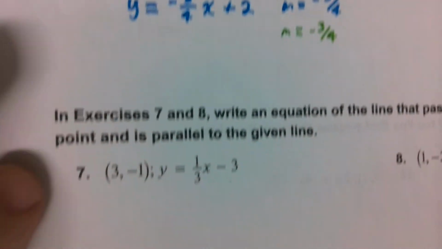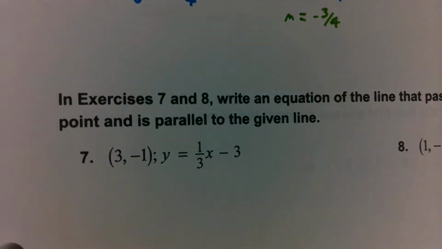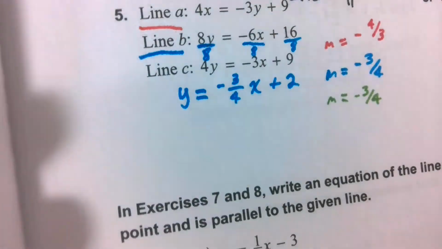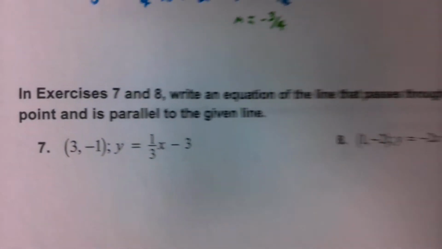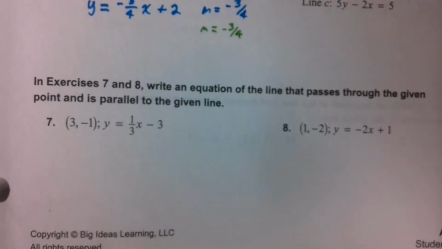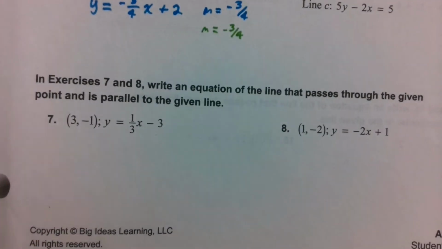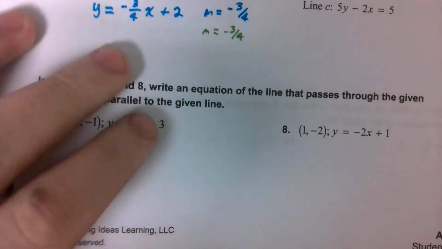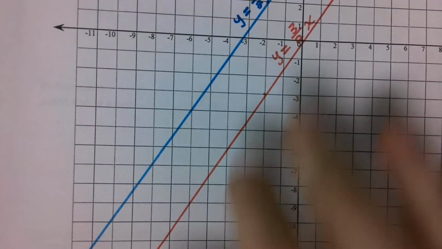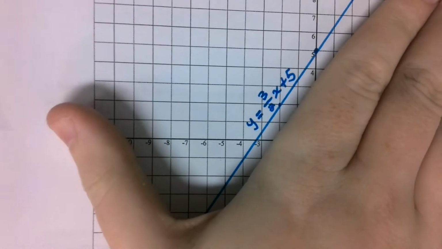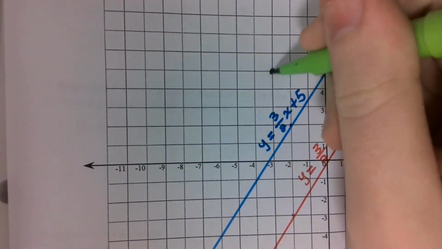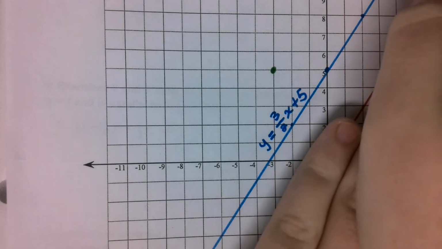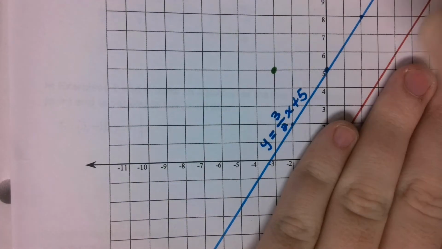The last part for the parallel line section is down here, number 7. And this is where you have to use your thinking cap a little bit. It says, write an equation of the line that passes through the given point and is parallel to the given line. Let me give you an example of what that means. If we look back at our example of parallel lines, the problem would tell you, for instance, line blue, it would give you a point, let's say right over here, and it would ask you to find a line that's parallel to the blue line.